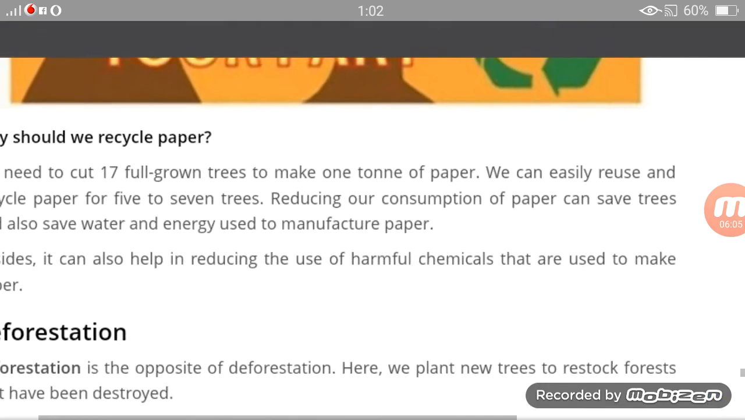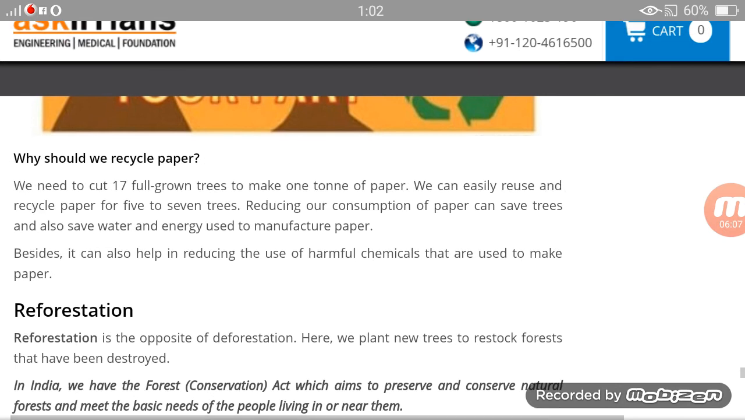Now in the text also it is given, why should we recycle paper? So we need to cut 17 full grown trees to make 1 ton of paper. We have studied about 1 ton of paper in the above banner. So here it is given that we need 17 full grown trees, means 17 trees which are grown fully, completely. So we need to cut these type of trees to make 1 ton of paper.